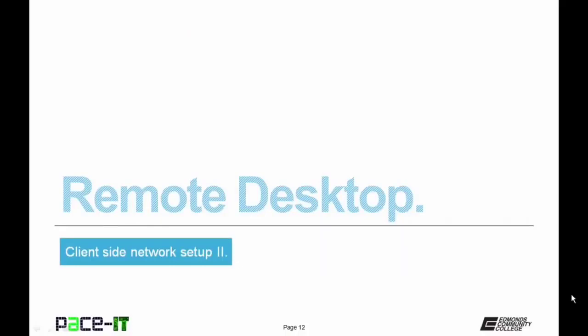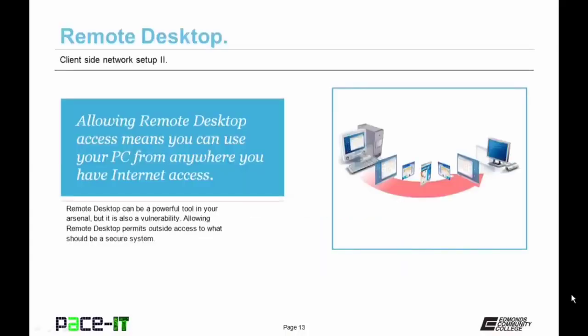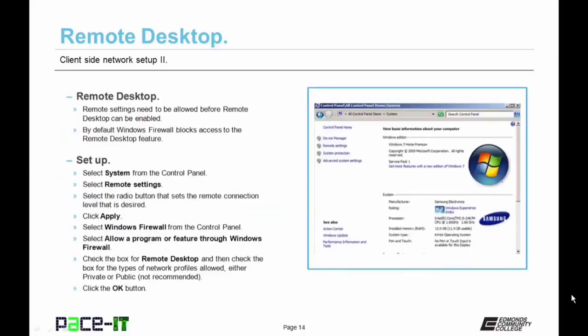Now let's move on to remote desktop. Allowing remote desktop access means that you can access your PC from almost anywhere that you have an internet connection. Remote desktop can be a powerful tool in your arsenal, but it also creates a vulnerability in your network. Remote desktop settings need to be allowed before the remote desktop can be enabled. By default, Windows Firewall blocks access to the remote desktop feature.